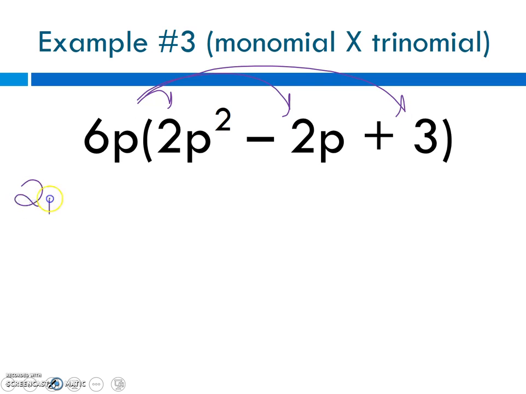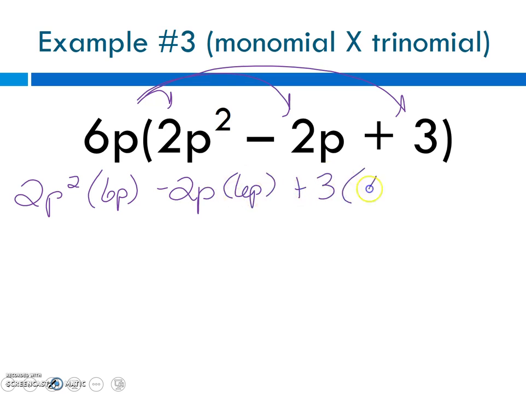So that means I've got 2p squared times 6p. Then I have a negative 2p times 6p. And then I have a positive 3 times 6p. And one at a time we're going to multiply. 2 times 6 is 12. And I have 3 p's altogether.